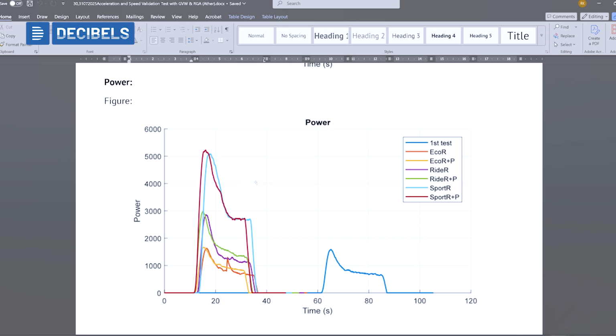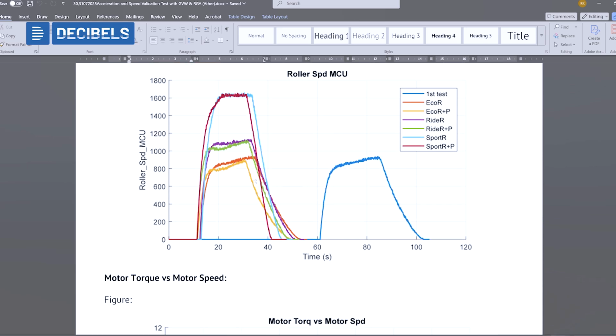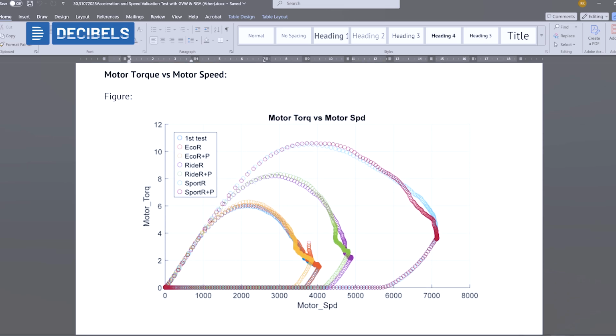If we come down below, there are a lot of other parameters. And this is one of the important parameters that we also consider for mapping the operating characteristics of the motor as well as the vehicle itself.